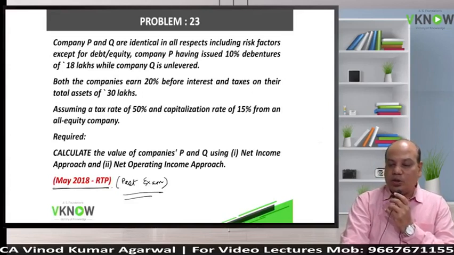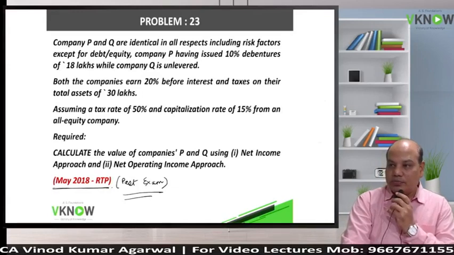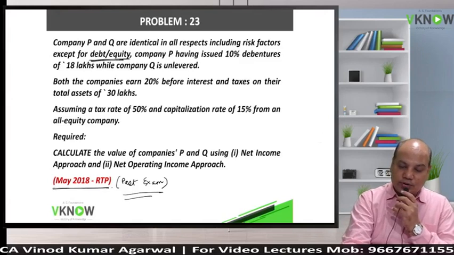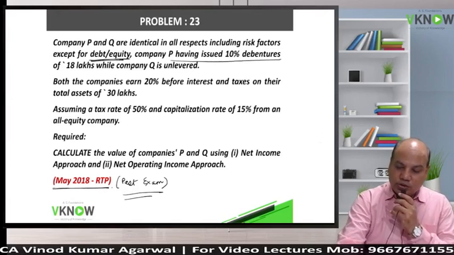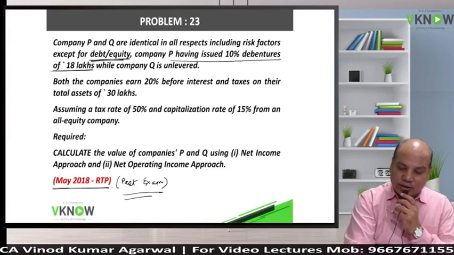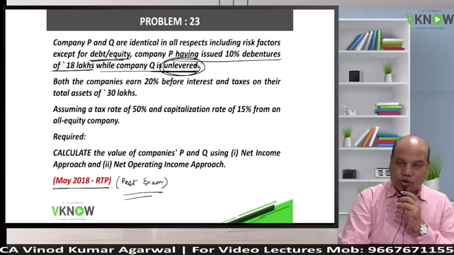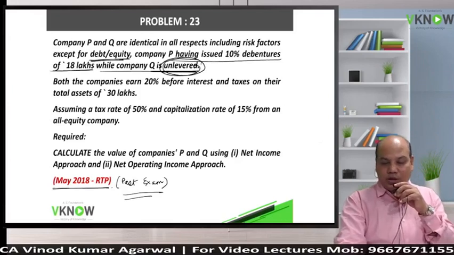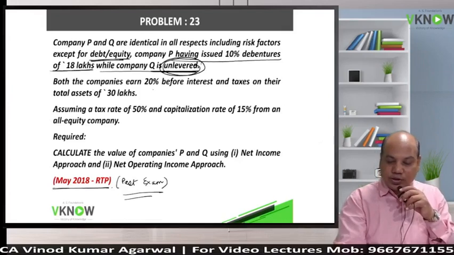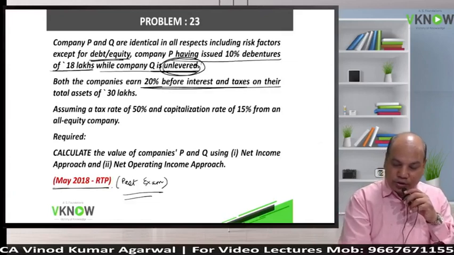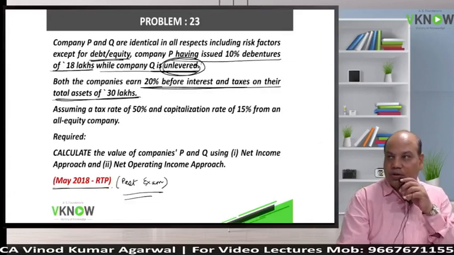Company P and Q are identical in all respects, including risk factor, except for debt equity. So their debt equity ratio is different. Company P has issued 10% debenture of 18 lakh, while company Q is unlevered, meaning there is no debt. Q is unlevered, P is levered. Both the companies earn 20% before interest and tax on their total asset of 30 lakh.